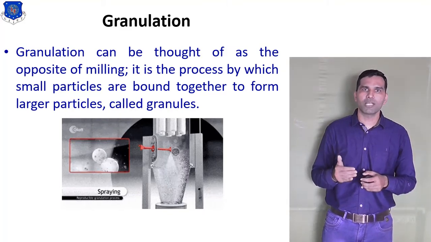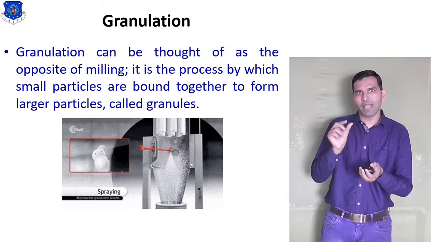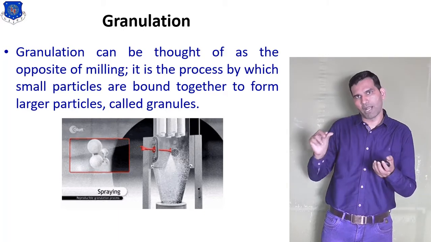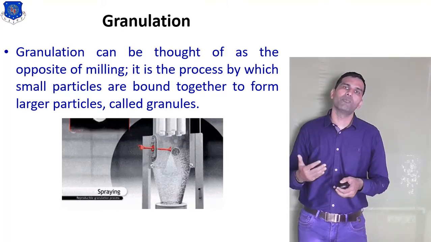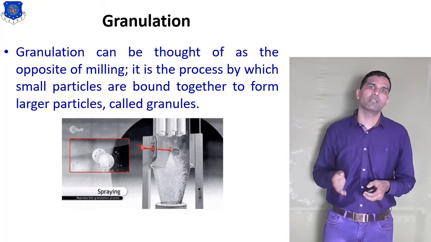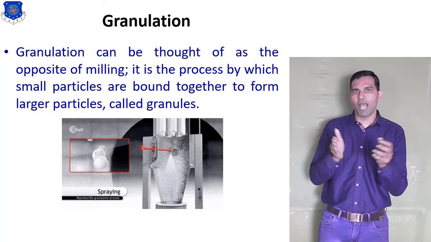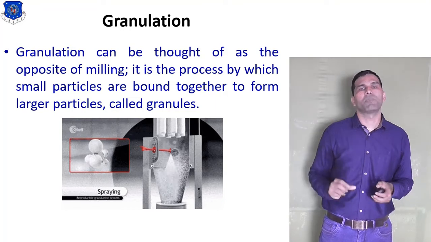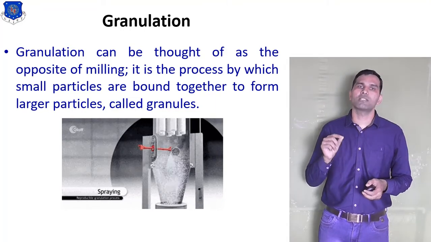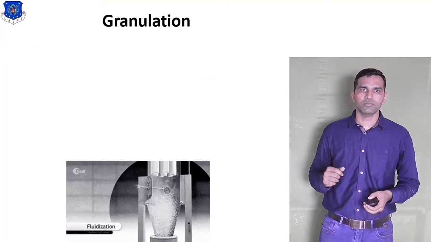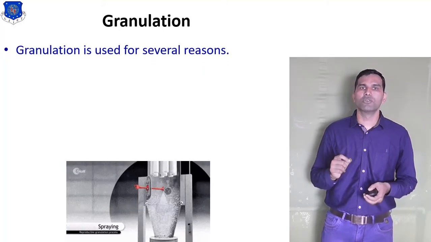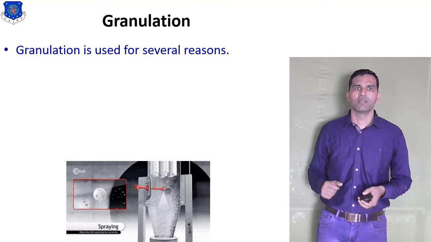In the milling process, we divide the large particle into small particles or create a powder. Now here we do the opposite process. That means we combine the small particles and make a large particle. So this process is called the granulation process. Granulation is used for several reasons.